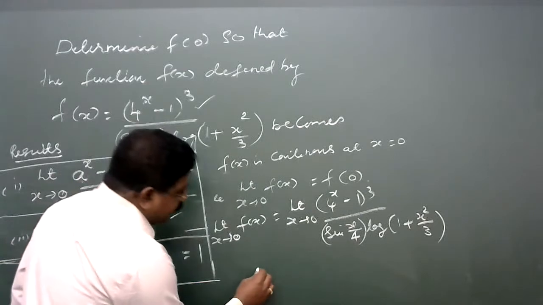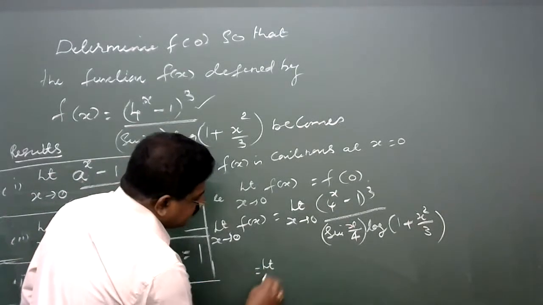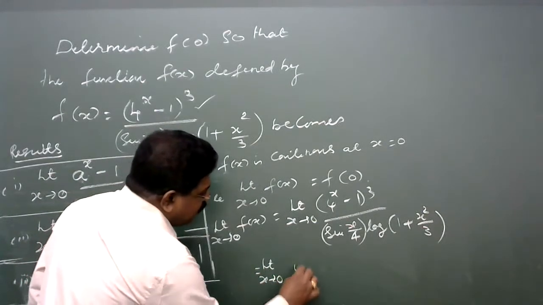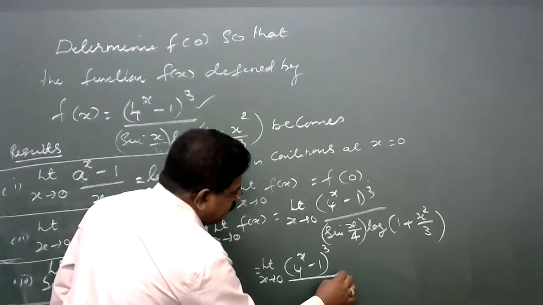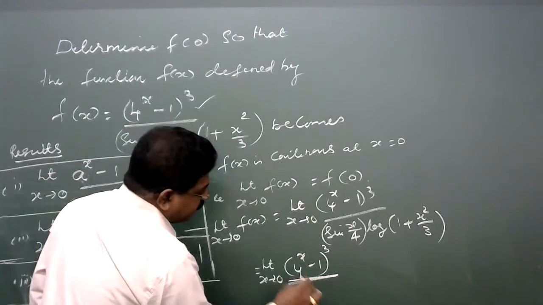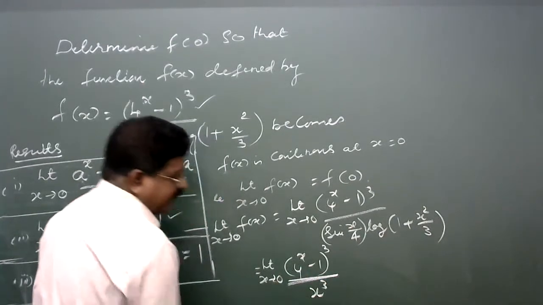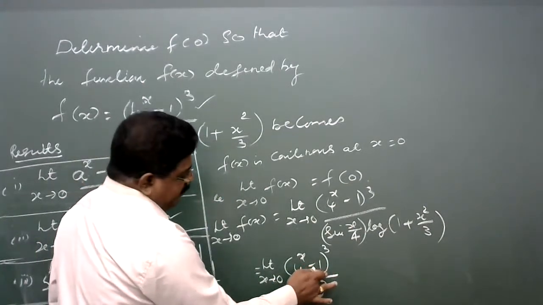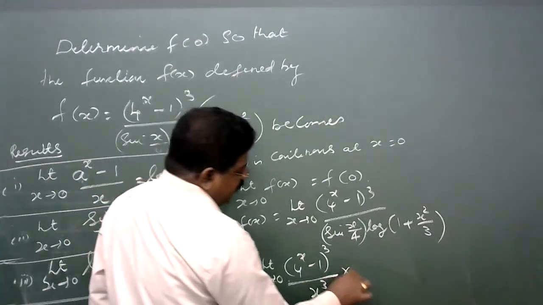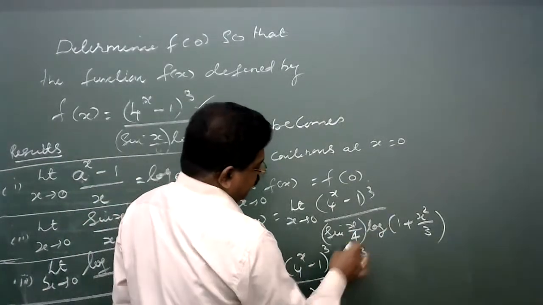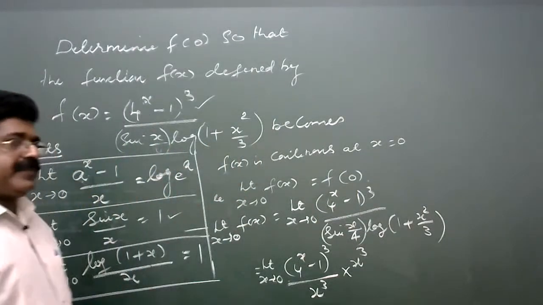Correct? So now this is equal to the limit as x tends to 0 of (4 to the power x minus 1) whole to the power 3 divided by x to the power 3. The small adjustment you have to do: x to the power 3 divided. So for the compensation, you have to multiply in the numerator x to the power 3.